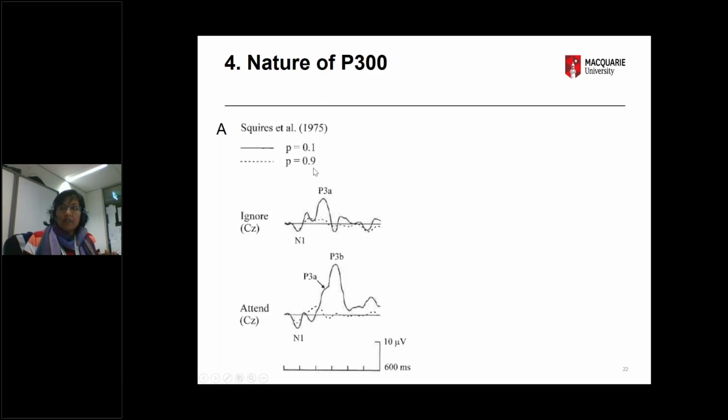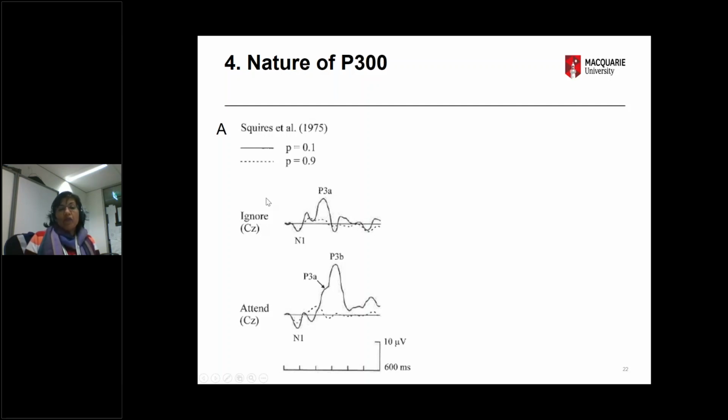The implication of this: the tone that is presented 90% of the time is your standard, right? So you don't really expect to see a P300 to something that's frequently occurring. And do you see that? No, of course not. What we're seeing is that the continuous line, where the stimulus was presented only 10% of the total stimulus, that's when you are seeing a P300 response.